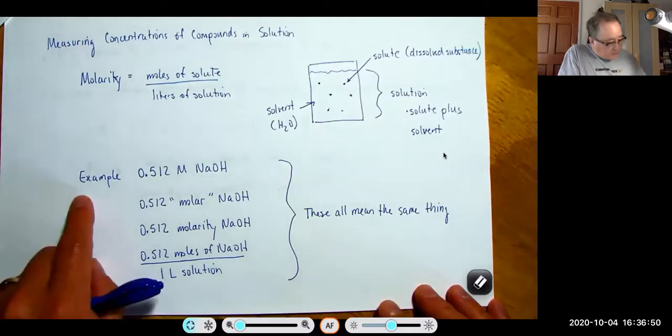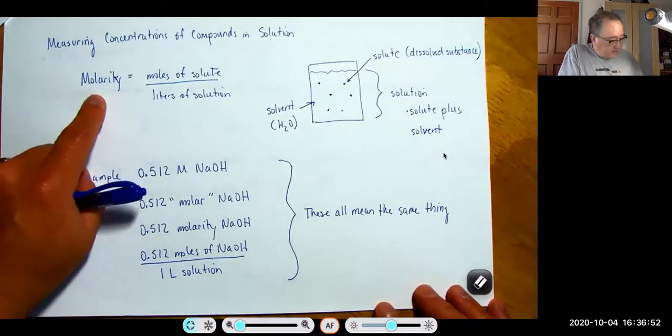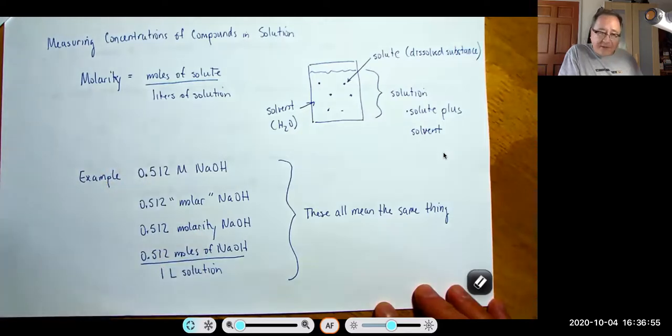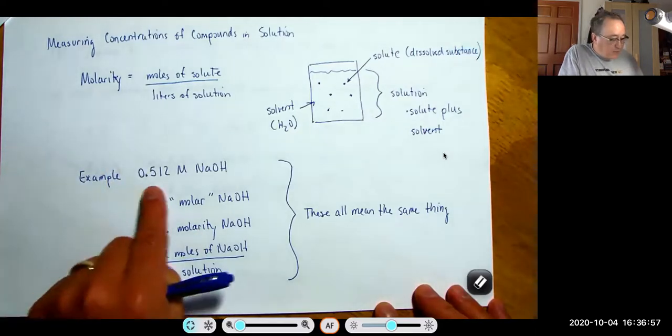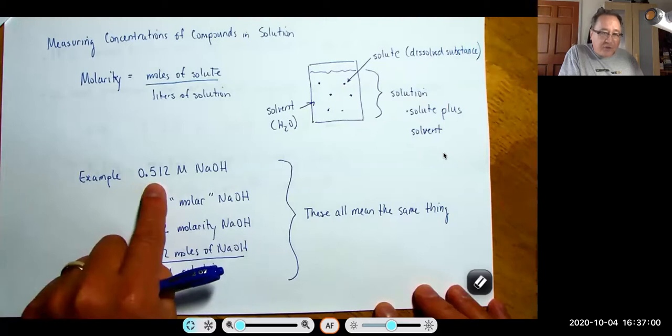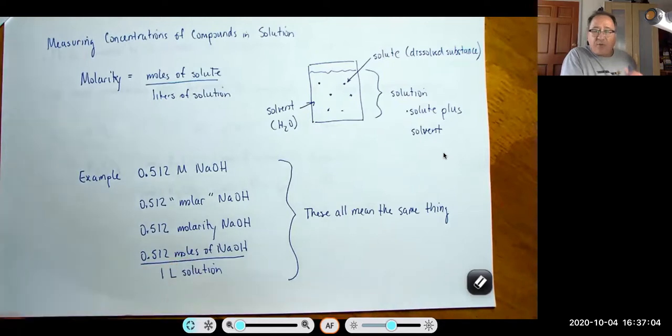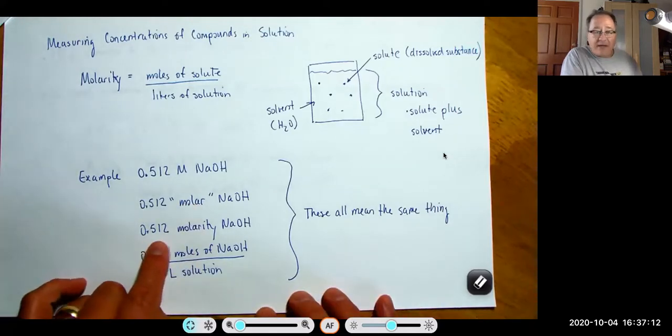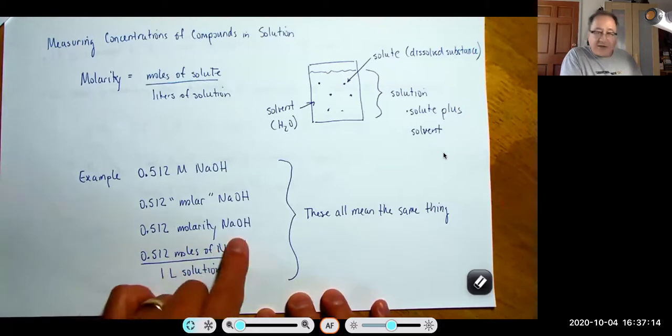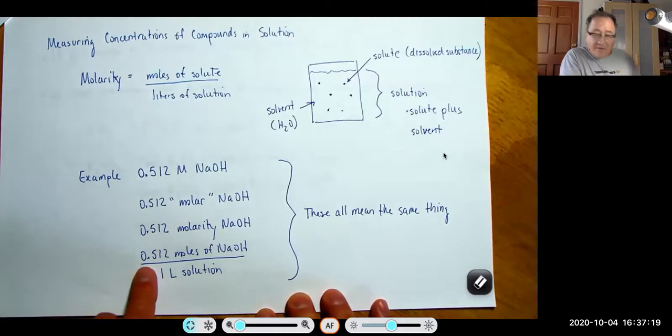So this molarity unit is written a number of different ways. So, for example, if you write 0.512 M NaOH, this is an uppercase M, you would say this as 0.512 molar NaOH. And molar is short for 0.512 molarity NaOH. Now, when you write the NaOH there, that is the solute. So this means 0.512 moles of sodium hydroxide in 1 liter of solution.